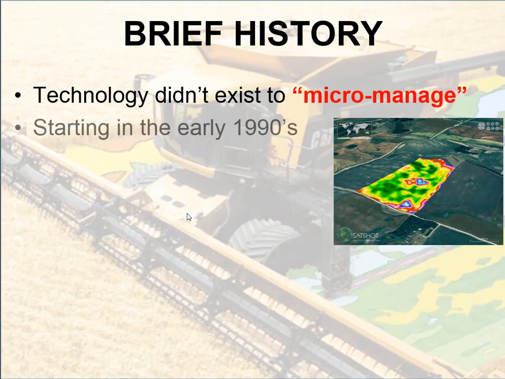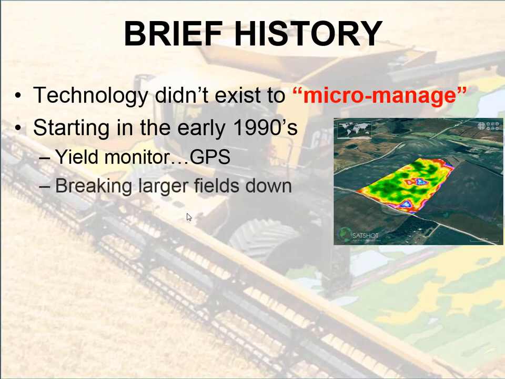And so the way it came about was in the early 1990s. It basically started with the yield monitor and pairing that yield monitor up with a GPS. The yield monitor would go through the field recording how much grain is coming through the combine at that time. We tied it into a GPS, which can say, okay, at this location, here's what you saw for a yield. Here's what we had for moisture. So that's where it all started. And the nice thing is, it allowed us to start breaking those larger fields down into smaller units and looking for some of those variations.